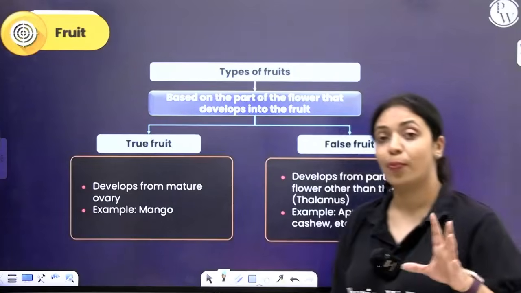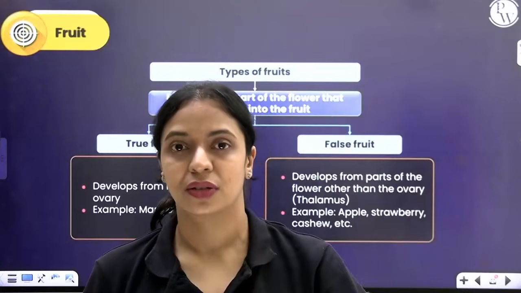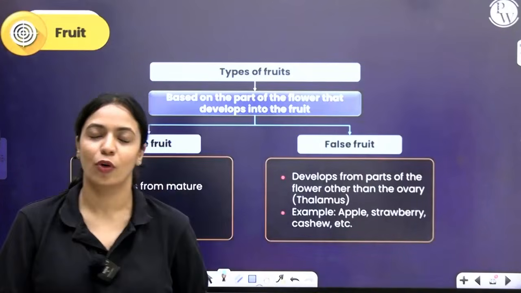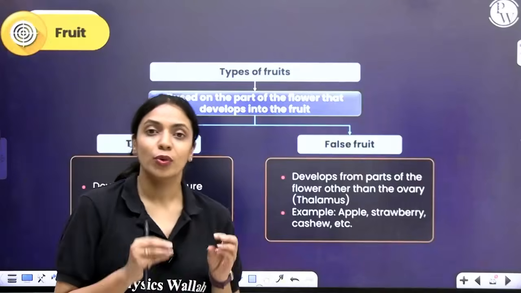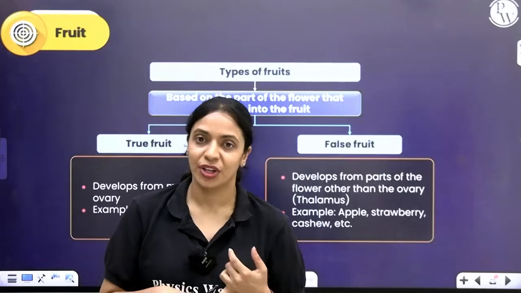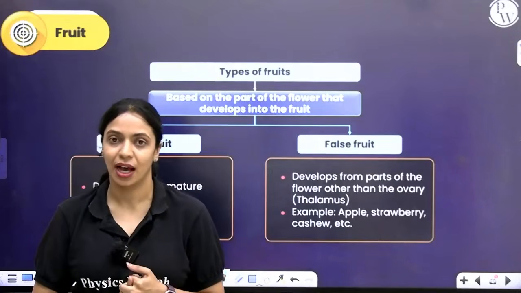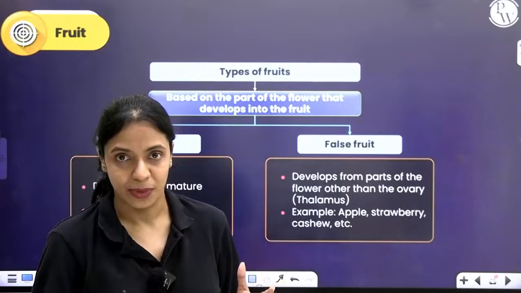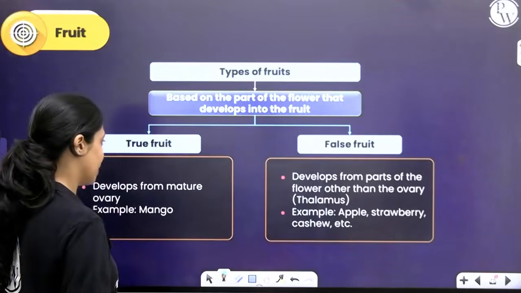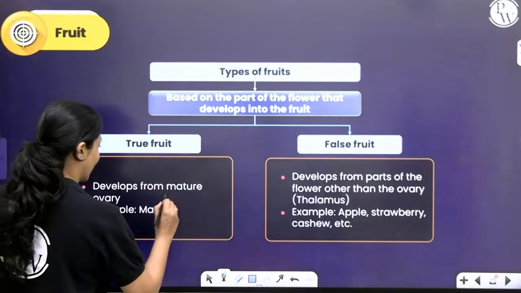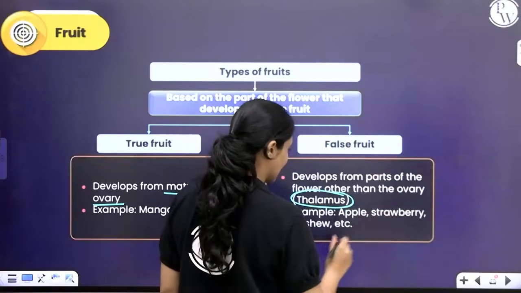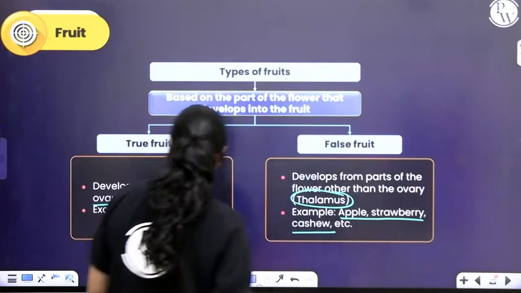Depending upon which part of the flower is involved in the formation of the edible part of the fruit, we have two different categories. We have true fruit and false fruit or pseudocarp. We call a fruit a true fruit only when it has developed from the ovary. In some cases, like strawberry, apple and cashew nut, the edible part of the fruit develops from the thalamus and not the ovary. In such cases, we call it the false fruit. So true fruit develops from the mature ovary, false fruit develops from any part other than the ovary, like the thalamus. Examples, remember, apple, strawberry and cashew.